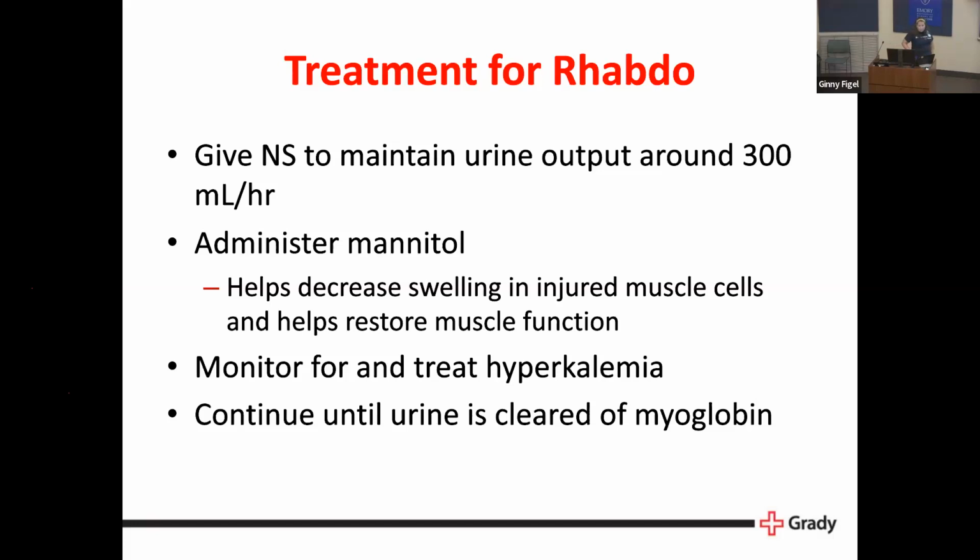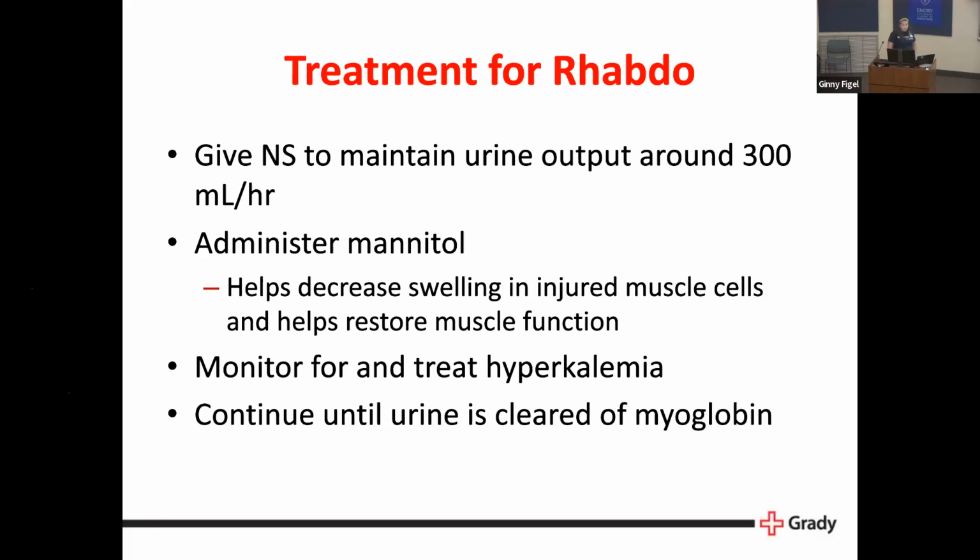Okay, so our treatment is that we want to flush all that out, right? So our muscle has broken down, putting all these things into our system that don't need to be there. So we want to give normal saline to maintain a urine output at about 300 an hour. So you might be giving very large volumes to make this happen. And then maybe thinking about administering mannitol. There's some data out there for that. So that's going to help decrease the swelling in the injured muscle cells and help restore their function.